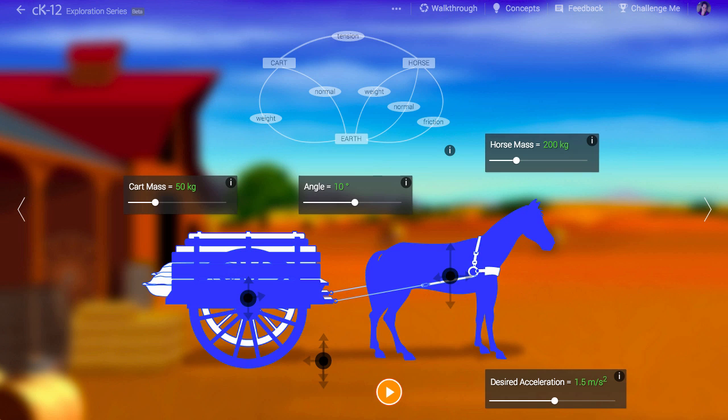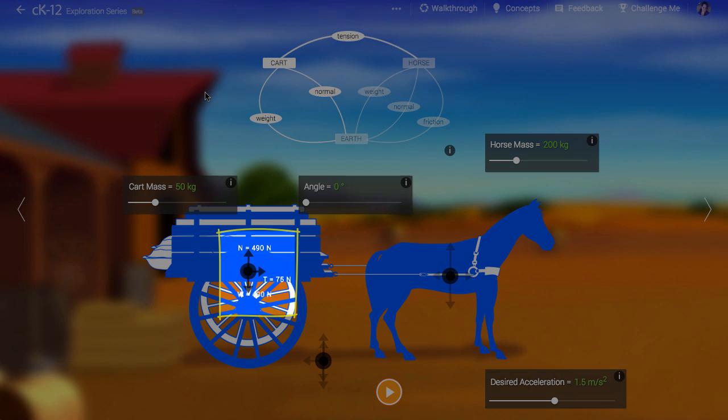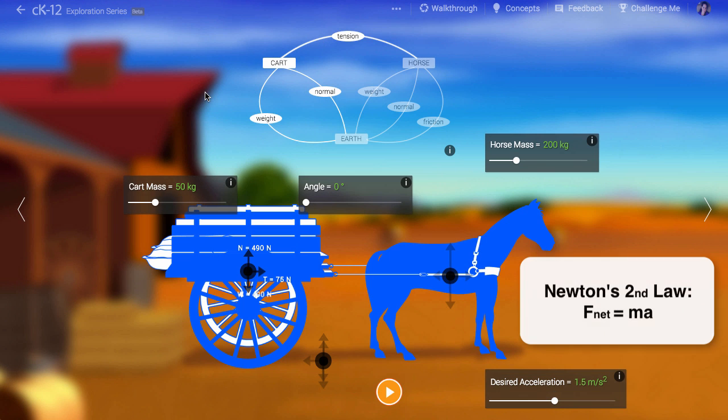Let's start with the cart. To make things easier, I'm going to set the angle of the tension force to 0 degrees, so everything lines up horizontally and vertically. If I click on the cart itself in the interaction diagram, the free body diagram is highlighted next to the cart. We see an upward normal force, a downward gravitational or weight force, and a rightward tension force. The upward and downward forces acting on the cart cancel. This means just the tension force acts in an unbalanced way on the cart, creating a rightward net force. If we divide this net force by the mass of the cart, we should be able to predict the cart's rightward acceleration. This is Newton's second law.